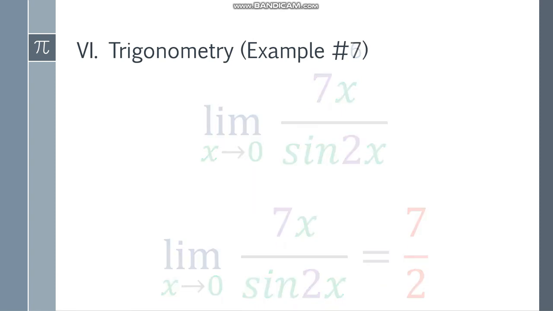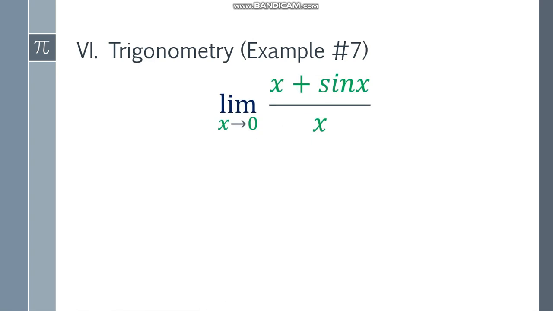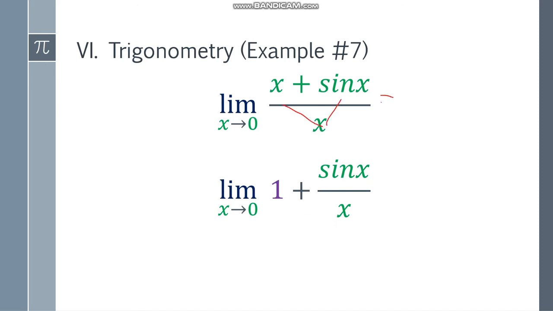The last example. Alright, I think this is not the last example. What if we have x plus sine x over x as x approaches 0? Okay, so how can you do this? We must do some algebra. We need to distribute the denominator. So that will be like this one. X over x plus sine x over x.